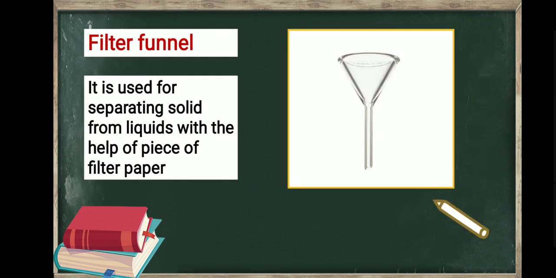The next one is the filter funnel, and it is used in the process of filtration, for separating solid from liquids with the help of a piece of filter paper. Means inside the filter funnel you will place filter paper and then pour your mixture to be separated, so the solid will be left on the paper and the liquid will pass out through the opening into the flask or beaker, whatever you are using. So the filter funnel is used for separating solid from liquids with the help of a piece of filter paper that is fitted inside the funnel.